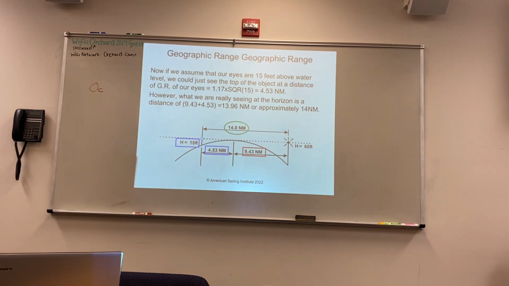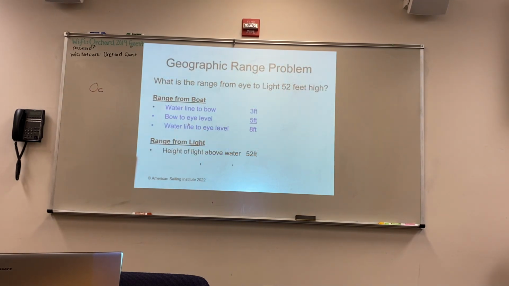Couldn't I just subtract 15 feet from the 65 feet and calculate for 50 feet, if I'm 15 feet above water? No, it won't work that way. You need to do the calculation both ways because of the square root.